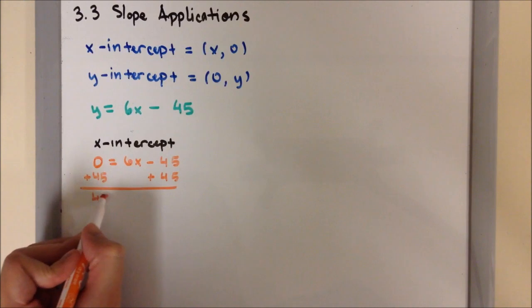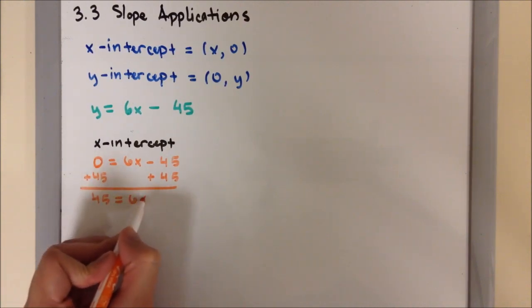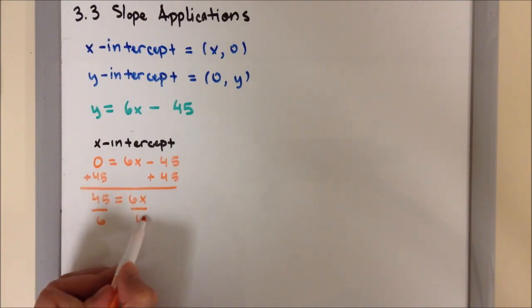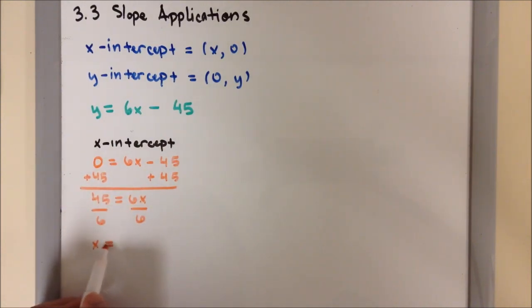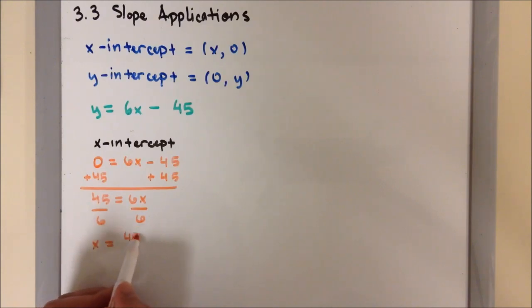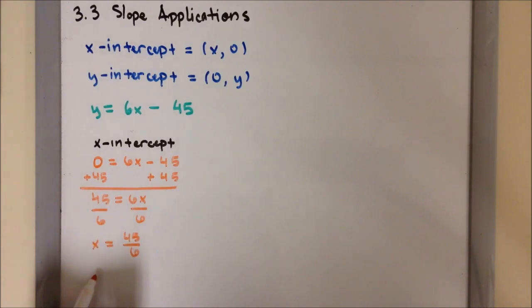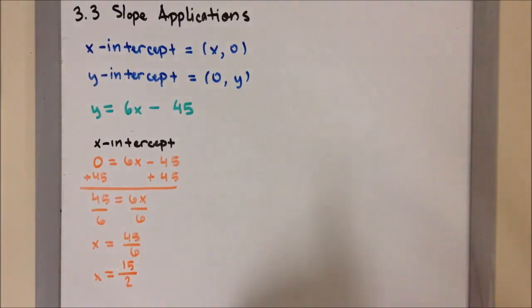So 45 equals 6x. And then I'm going to divide both sides by 6. So my x will equal 45 over 6. Now, I can still simplify the fraction because both of them are divisible by 3. So if I divide the top by 3, 45 divided by 3 will be 15. And then 6 divided by 3 will be 2. So my final x value will be 15 over 2.